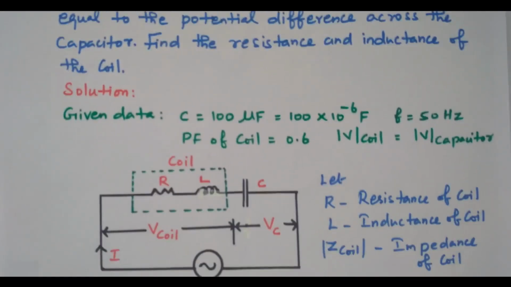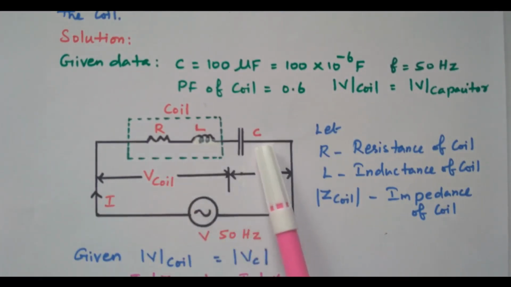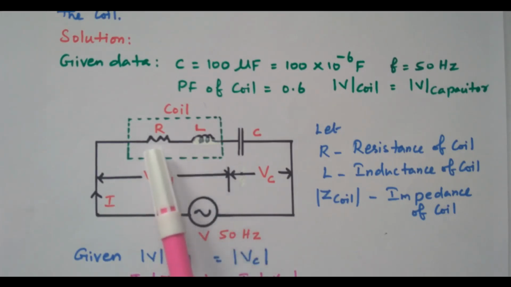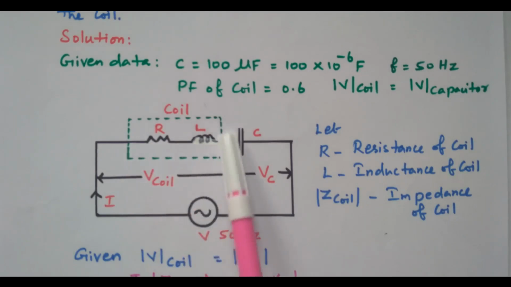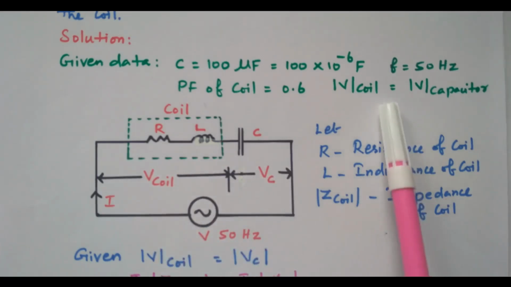So from the given diagram we can easily understand. This is the coil that is connected in series with the capacitor. This coil contains inductance as well as resistance. Normally the coil means inductance, but it has some amount of resistance also available. So this is R and L connected in series. This combination is the coil that is connected in series with the capacitor. So the condition given is the voltage across the coil is equal to voltage across the capacitor. V coil is equal to Vc. So that is the one condition given.